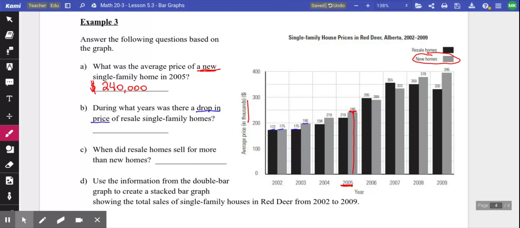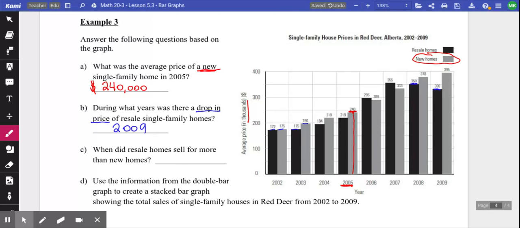until in 2008, it was 350 for a resale. It dropped to 330. So that would be our drop. It was in 2009. 2009 dropped.